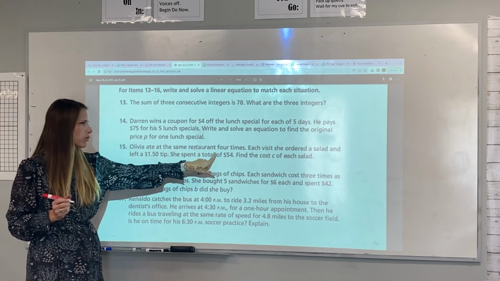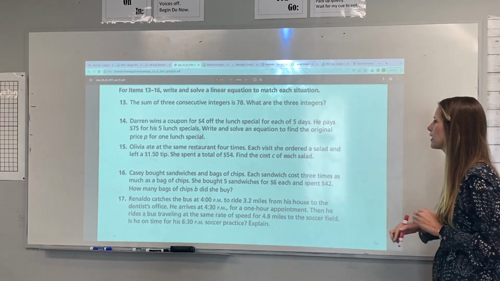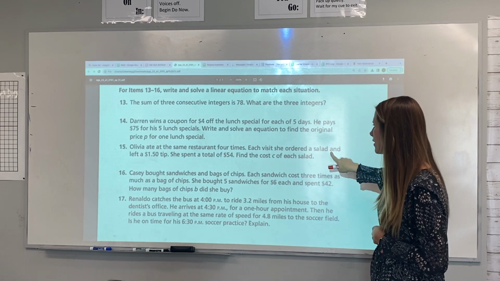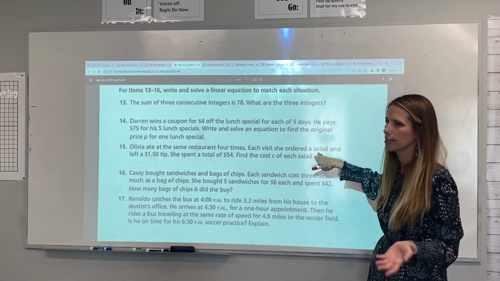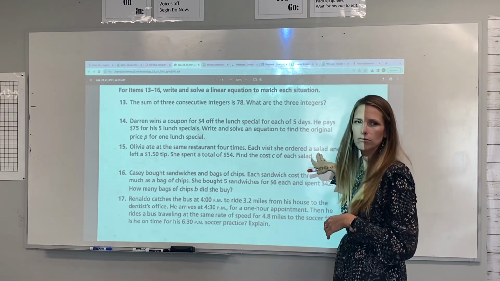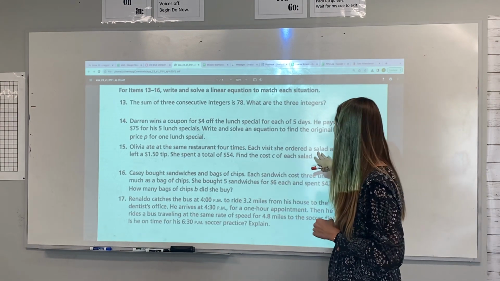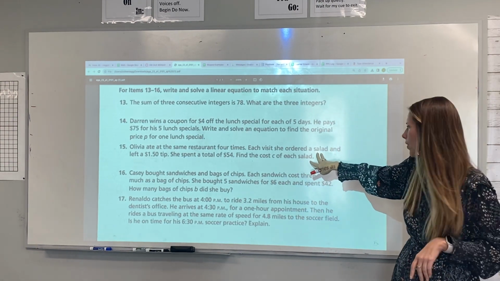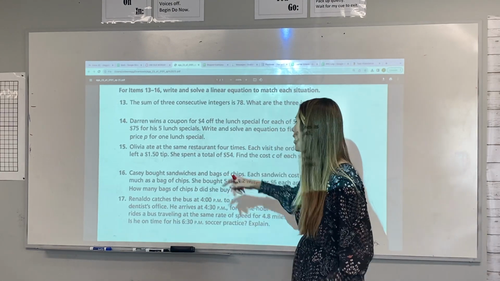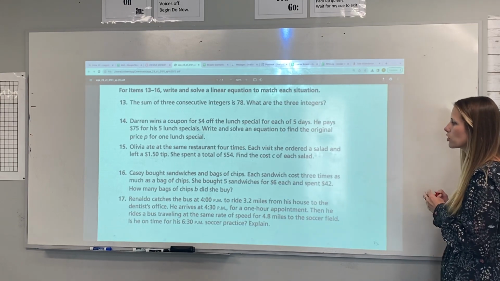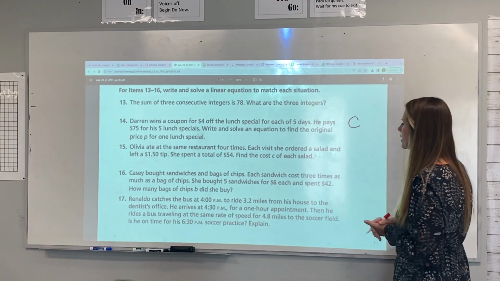She ate at the same restaurant 4 times. So she had to pay a bill 4 times, right? Each visit, she ordered a salad and left a $1.50 tip. Do you agree that every time she ordered a salad, it was the same price? Sometimes they can't. Oh, that's true. Well, let's say she ordered the same salad every time, a Caesar salad. She spent a total of $54. Find the cost, C, of each salad. So C is our variable, C is what we're looking for.